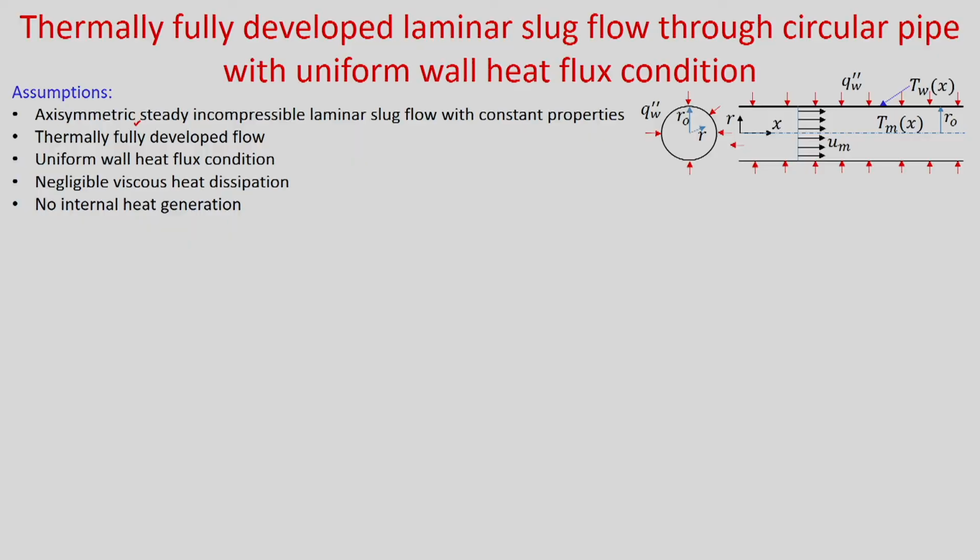So, you can write for axisymmetric steady incompressible laminar slug flow with constant properties: u is equal to u m, okay, and v is equal to 0. So, you can see x is the axial direction, r is the radial direction and it is measured from the center line. At r is equal to r naught, your heat flux q double prime w is constant, okay, and you have a slug flow.